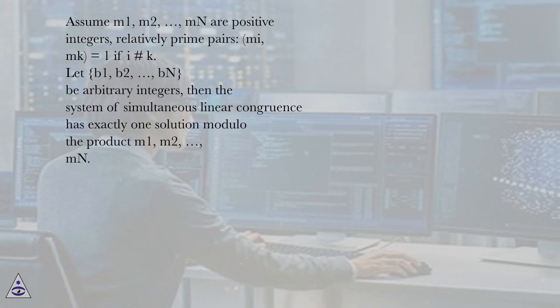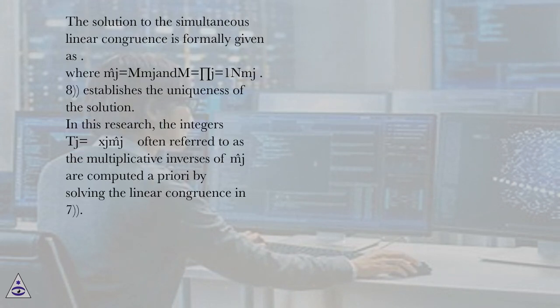Let B1, B2, ..., Bn be arbitrary integers, then the system of simultaneous linear congruences has exactly one solution modulo the product M1, M2, ..., Mn. The solution to the simultaneous linear congruences is formally given as in equation 7, where M equals the product of Mj for j equals 1 to n. Equation 8 establishes the uniqueness of the solution.